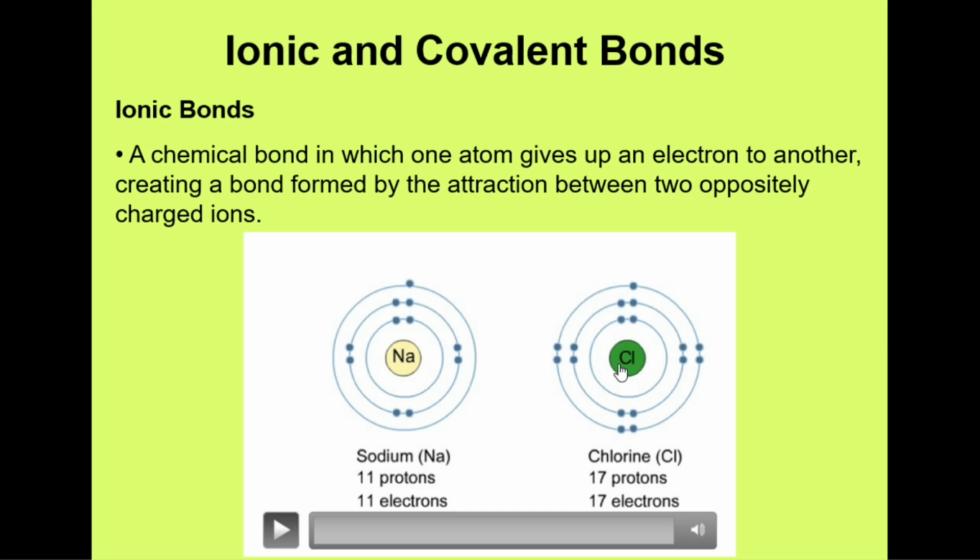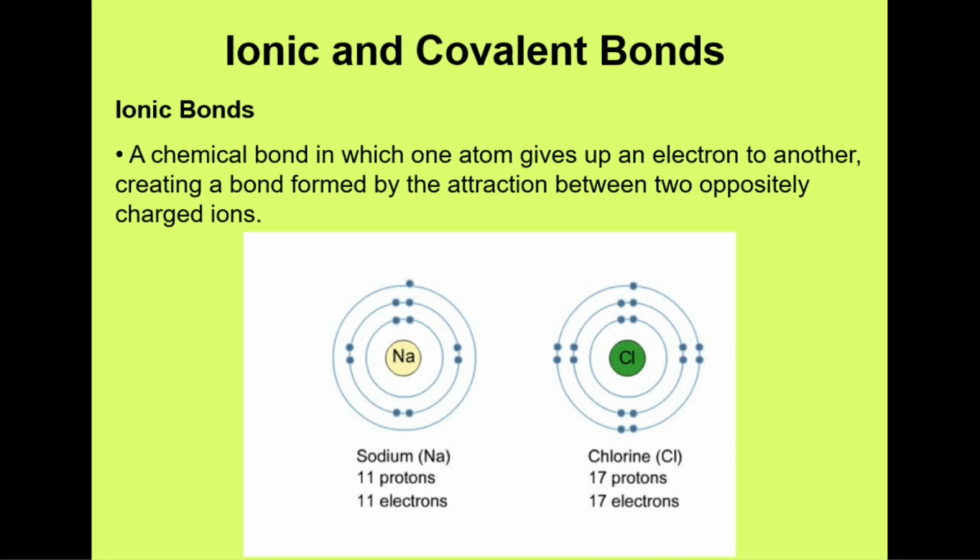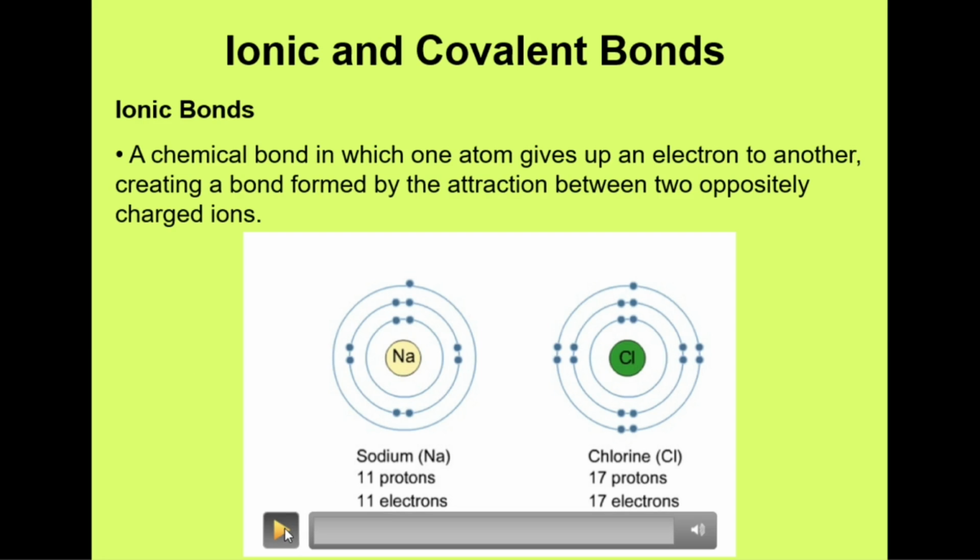And what happens with that then is because you've got a positive ion and a negative ion, they will be attracted to each other. Positives and negatives attract. And the attraction between the positive and negative ions will keep them in close proximity with each other. And that closeness is what we refer to as an ionic bond. They'll stay together because of that attraction. So let's watch this, and then I'll come back to it afterwards.